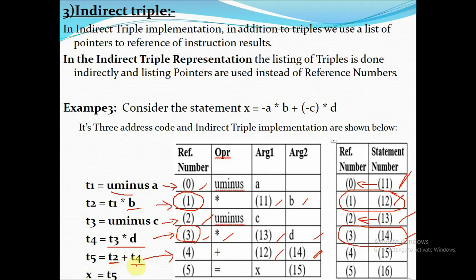Next, finally, x = T5. Here equal to is the operator. Its first argument is X and the second argument is T5. What is the indirect address of the previous row's result? The previous row's reference number is 4, and its indirect address is 15. So I am using 15 here. So this is the total picture of the indirect triple implementation of the given expression's three address code.